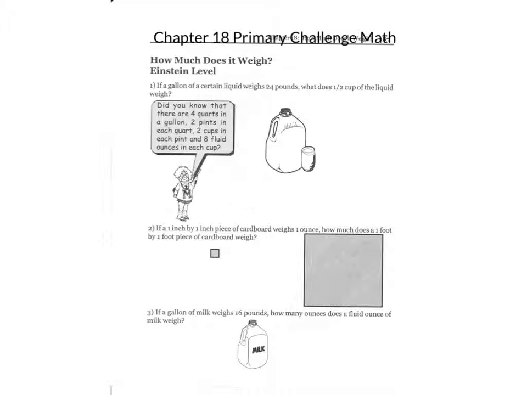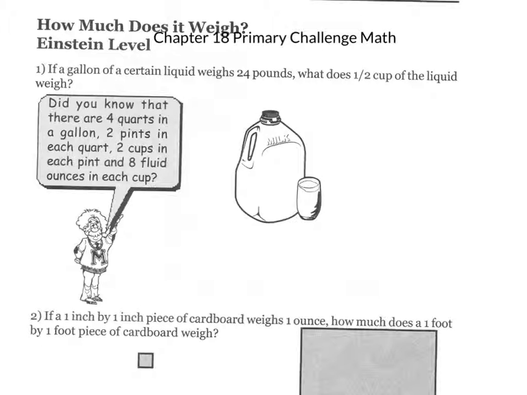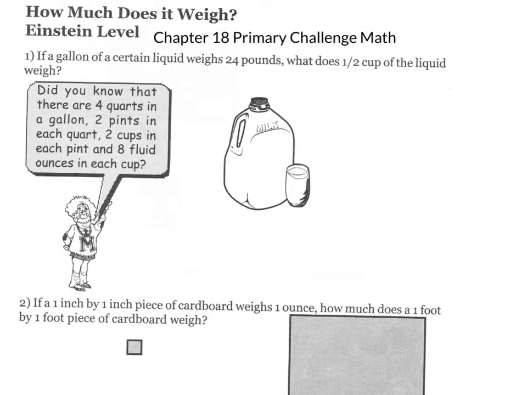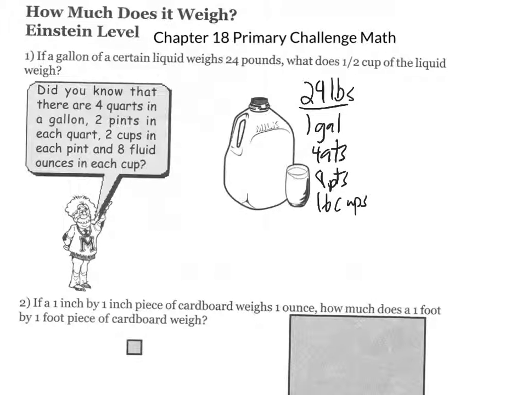Here we are, Chapter 18, Primary Challenge Math. So let's stick with ratios on this problem. And so we say we have this weight of 24 pounds for 1 gallon. Then you need to figure out, if they're asking about cups, a gallon is how many cups. And so you know that it's 4 quarts, 8 pints, 16 cups. So 24 pounds is for 16 cups.